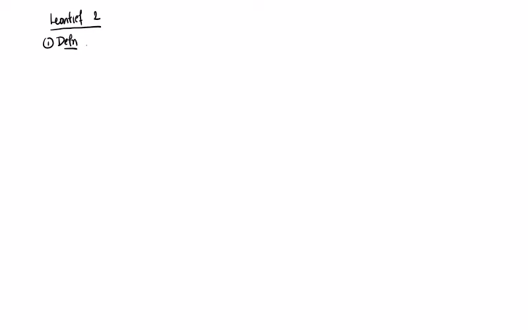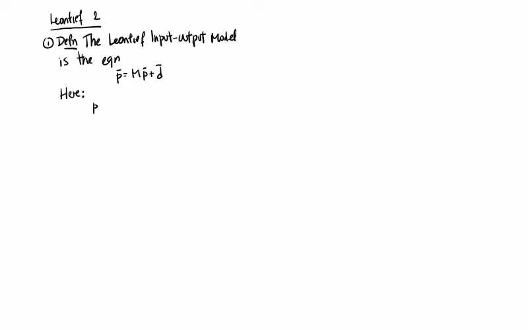So recall the Leontief input-output model. This is the equation. P equals MP plus D. A few associated definitions. If you haven't watched the video before this, you definitely want to, because this won't make any sense. P is the production vector.